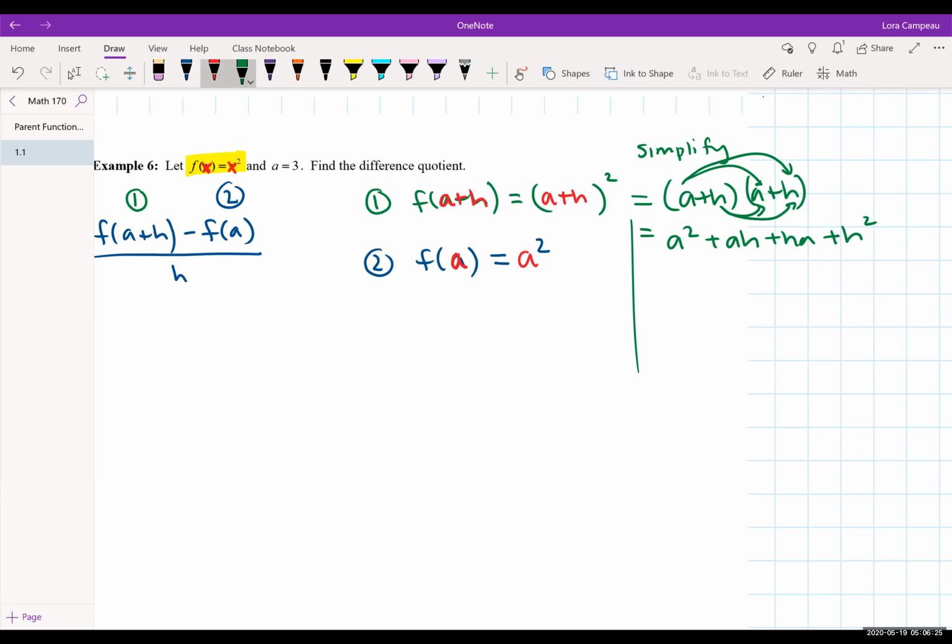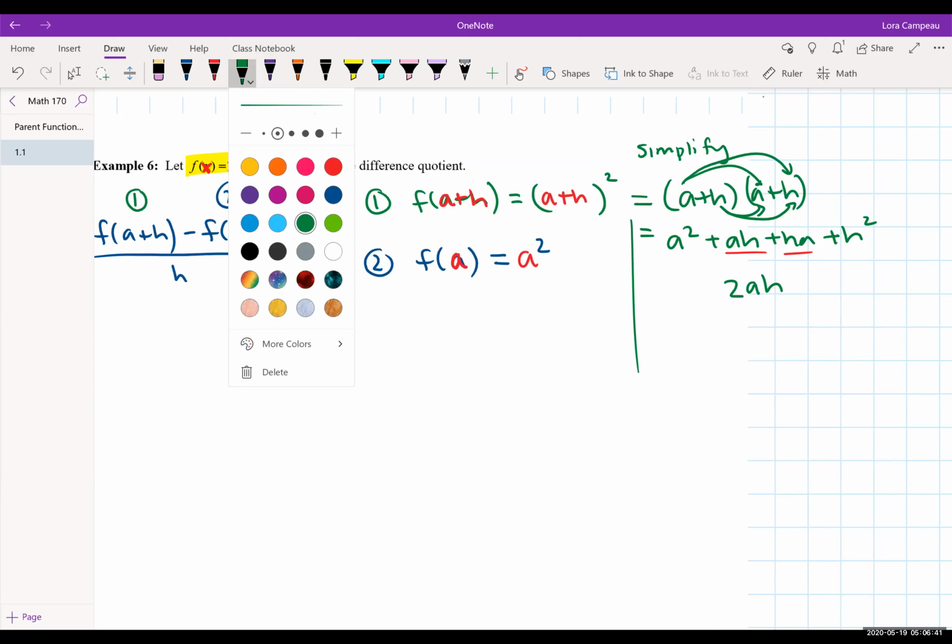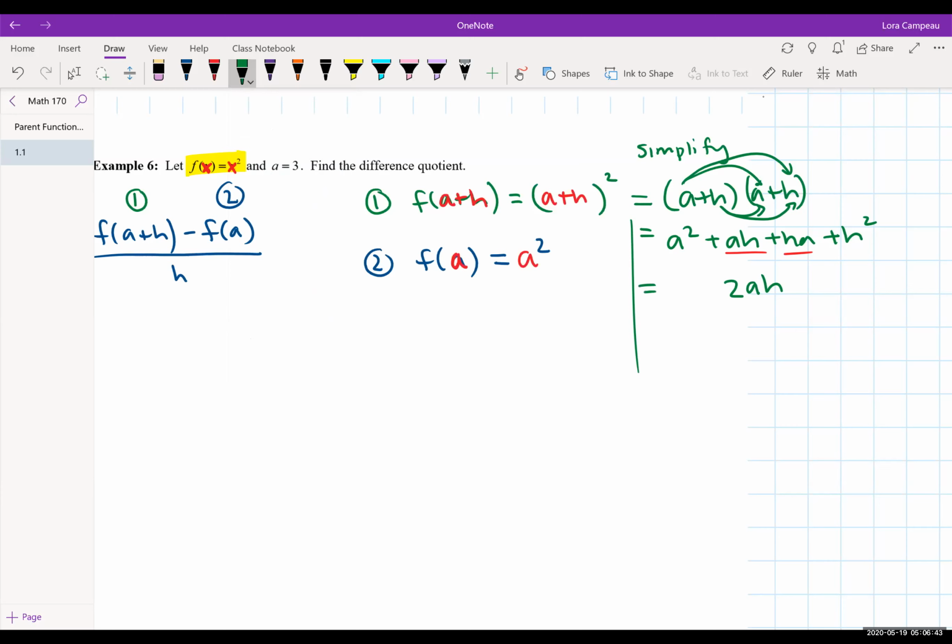So we have an aha moment. A times h is the same as h times a, so we have ourselves like terms. So we have 2ah, two of those. I just wrote them in alphabetical order. But our final simplification of squaring that binomial is a squared plus 2ah plus h squared.